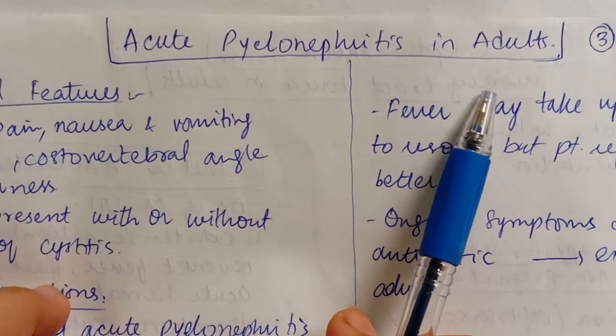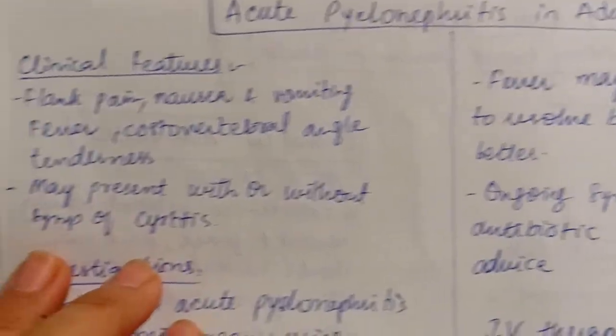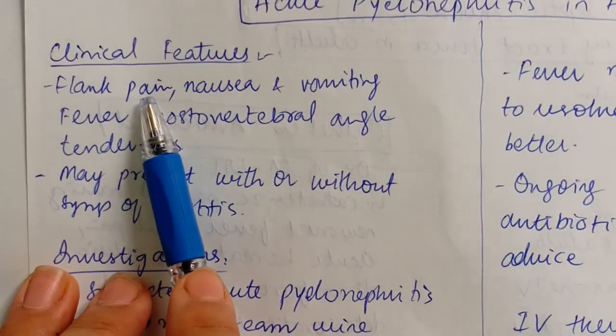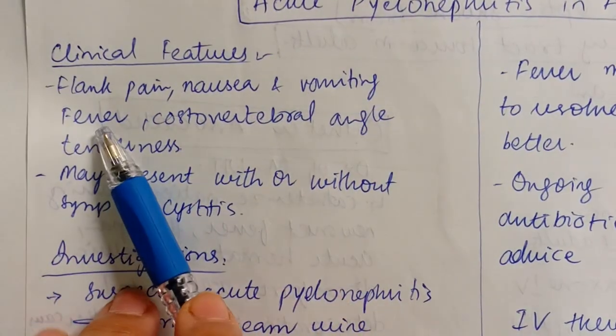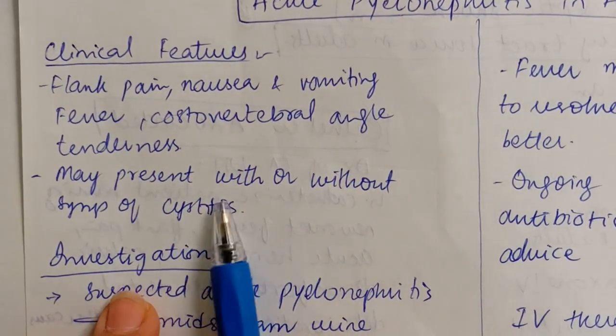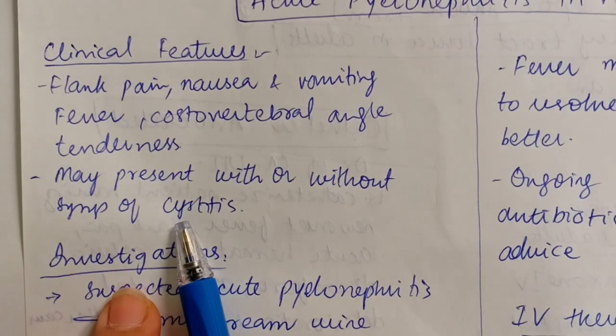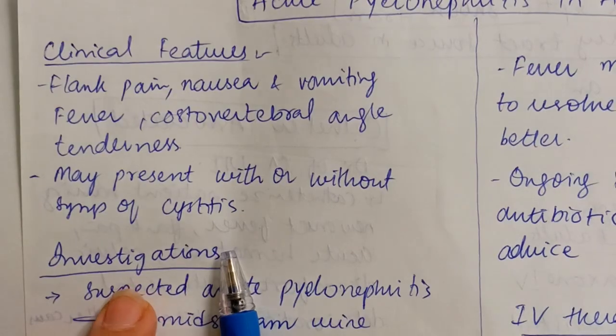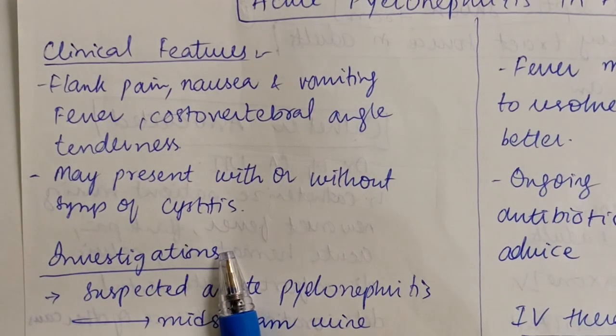Acute pyelonephritis in adults. So the clinical features of acute pyelonephritis are that the patient complains of flank pain, nausea, vomiting, fever, costovertebral angle tenderness. And it may present with or without the symptoms of cystitis. So the patient can have cystitis and acute pyelonephritis both, and he can have the symptoms for both or not.